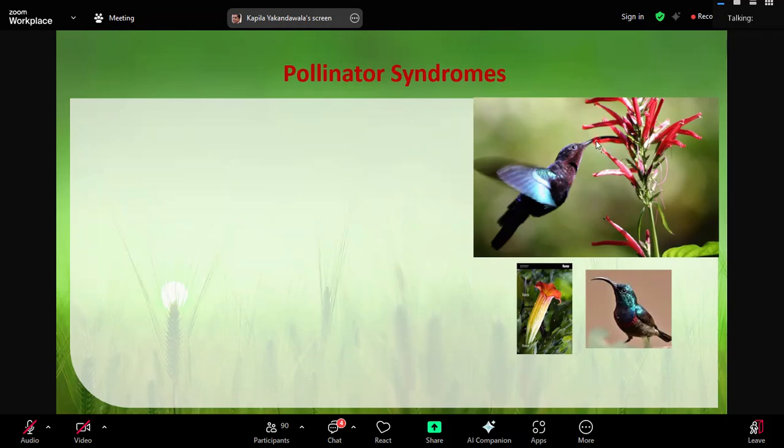So this sunbird can get nectar from the tubular shaped flowers. So it is beneficial for the bird. Why? The bird can get food. It is beneficial for the plant. Why? The plant can get pollinated. So it is a mutually beneficial thing. So the tubular shape is called a pollinator syndrome, co-evolved with sunbirds. You call it pollinator syndromes.